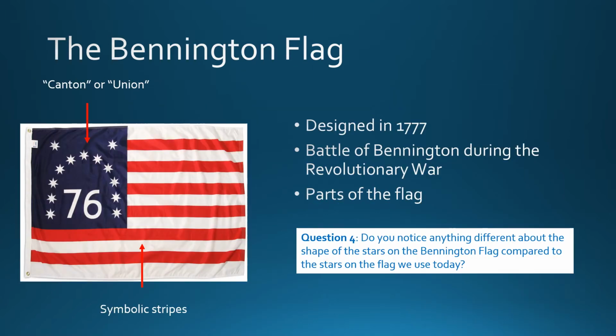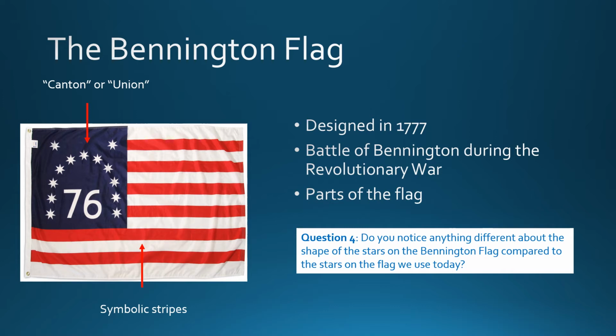This is the Bennington Flag. Some say that it was designed in 1777 and was flown over the Revolutionary War Battle of Bennington, which took place in what is now known as the state of Vermont. The 76 you see on the canton marks the year the Declaration of Independence was signed.